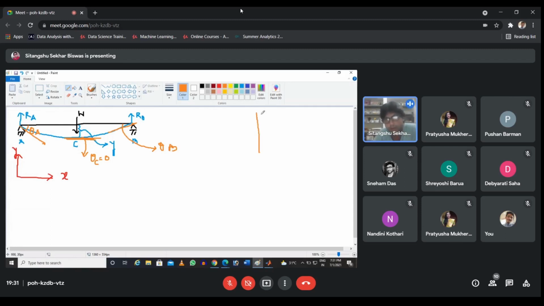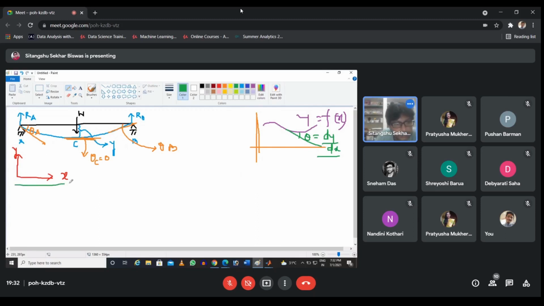We know that if this is a curve, say y is equal to f(x), then at any point, the slope theta is nothing but the value of the first derivative, dy/dx, at that point. It's very simple. This will be our assumption.